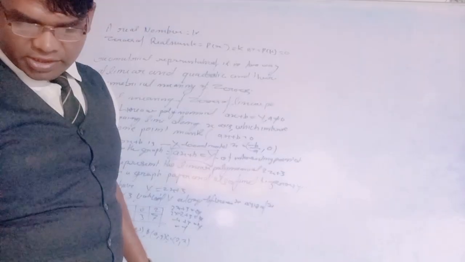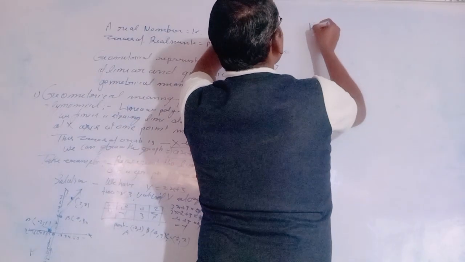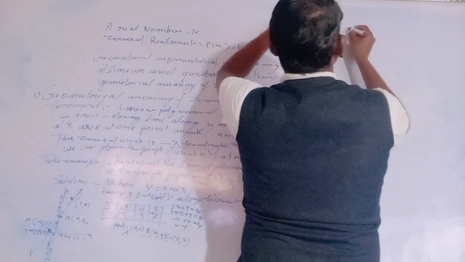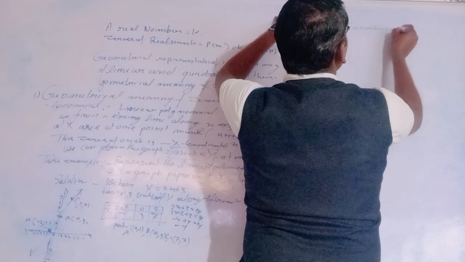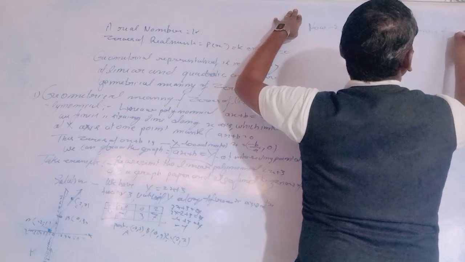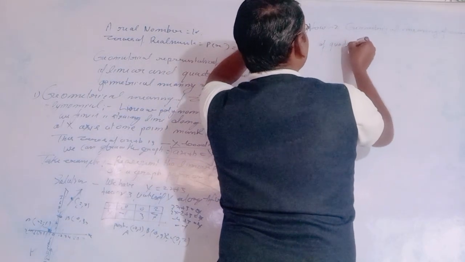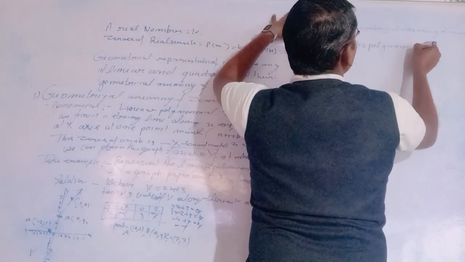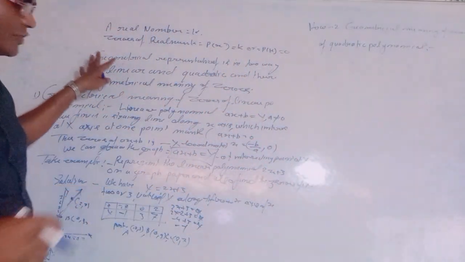Now we will discuss the geometrical meaning of the zeros of quadratic polynomials. Second point, we will understand the geometrical meaning of zeros of quadratic polynomials. We studied linear polynomials here, so now we have to study the geometrical meaning of zeros of quadratic polynomials.